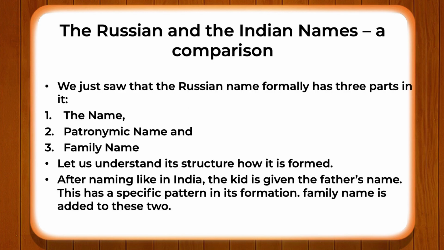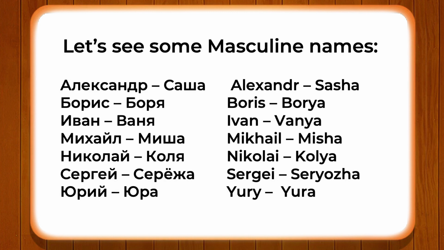Here are some Russian names that are common. The Russian names are full and shortened. As you know, the Russian names have three parts. One is the name, that is imya, Otchestvo, which is the patronymic, and the family name or the last name, which is familia. Now let us see some names and how they are called full names and how they are shortened names. Alexander is the full form, Sasha is the shortened form.